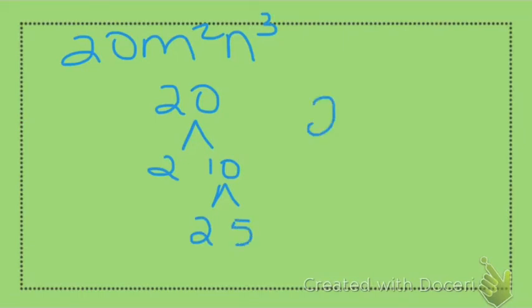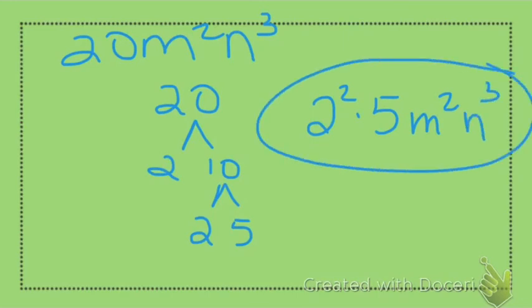2 to the second times 5, m to the second, n to the third. Very good. That really isn't hard. Not hard at all. I think we're done. All right.